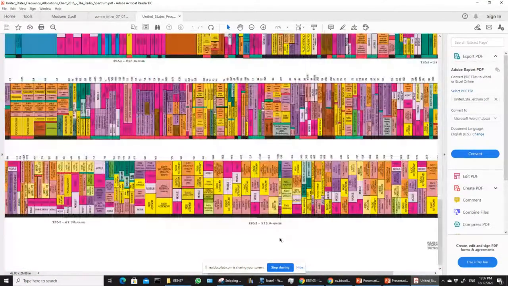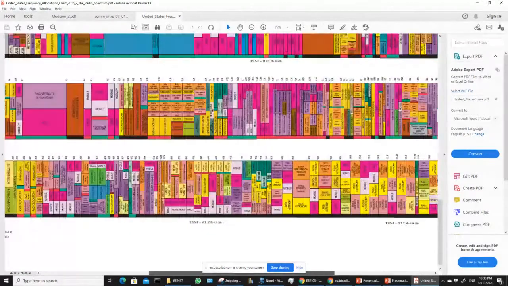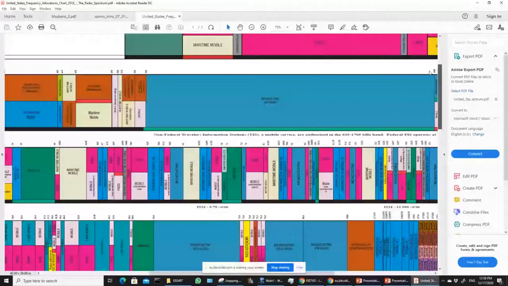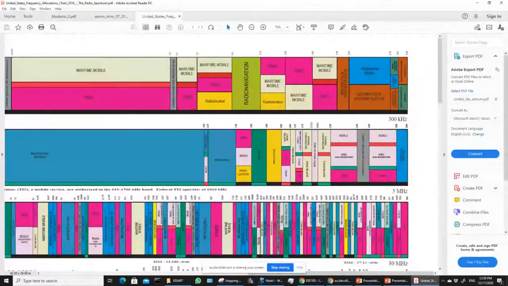It seems more compressed in this area, but you also have to realize this area has more bandwidth. This is 84 to 86 gigahertz. That's 2 gigahertz right here. Whereas the entire first line goes from 0 hertz to 300 kilohertz, right? So it's kind of compressed as you go down.